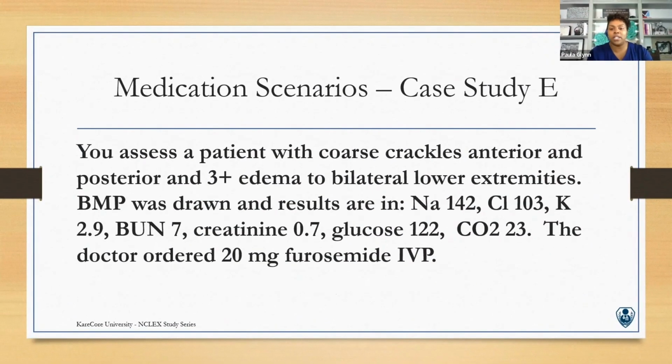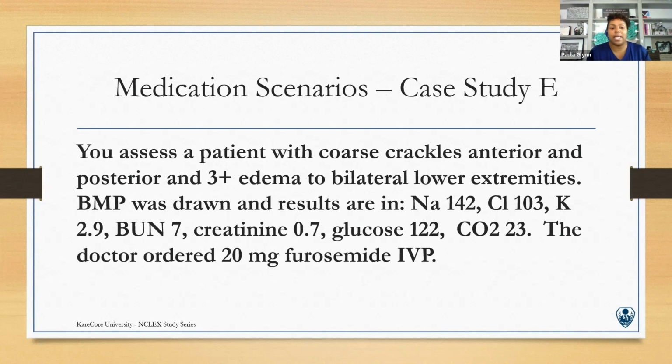So let's move on to scenario E. You assess a patient with coarse crackles, anterior and posterior, and they have 3+ edema. That's generally pitting edema, where it's large edema to their extremities, in the two bilateral lower extremities. So both their legs have 3+ edema.